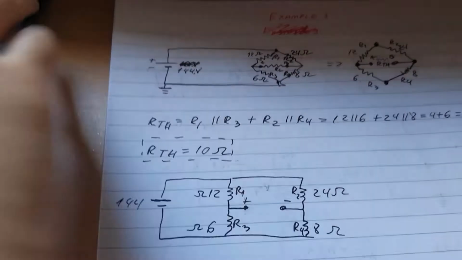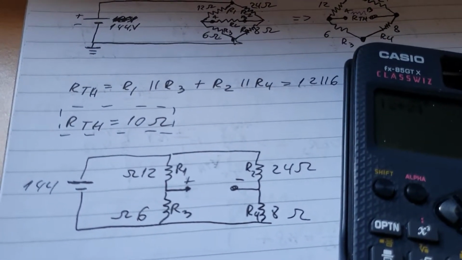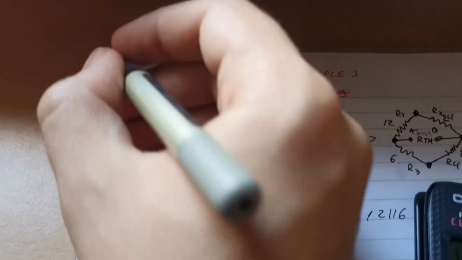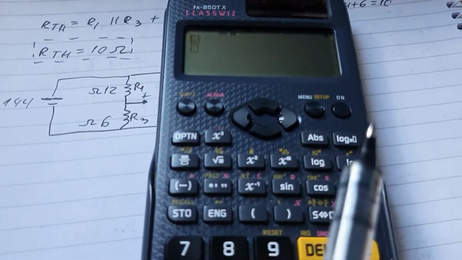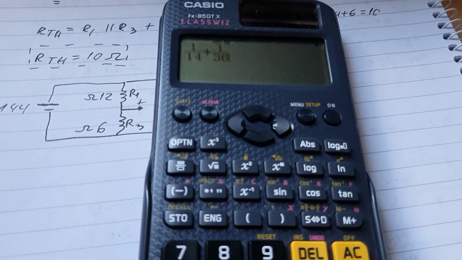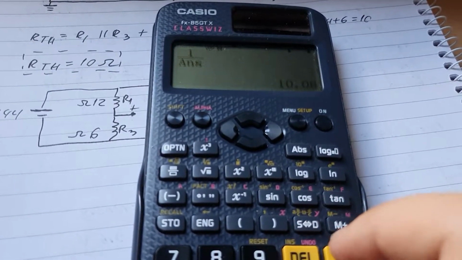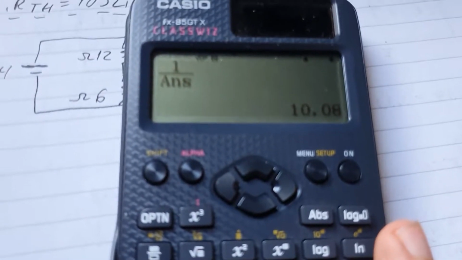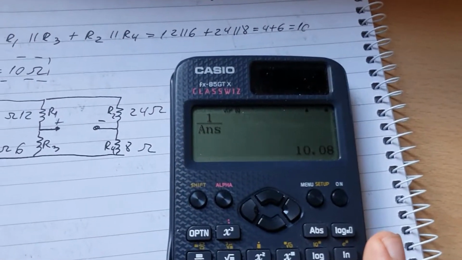Let me check if it actually works. So let's see. That'll be 12 plus 24, and that'll give me 36. So I'll quickly write here in the corner 36. And then that will be in parallel with 6 and 8, which will be 14, wouldn't it? Okay, so now let's calculate this. So 1 over 14 plus 1 over 36. That'll give me that, and then that gives me, yeah, it's pretty much similar. It's 10.08. So I guess there are two ways to do it actually.